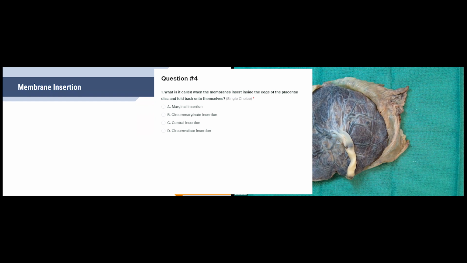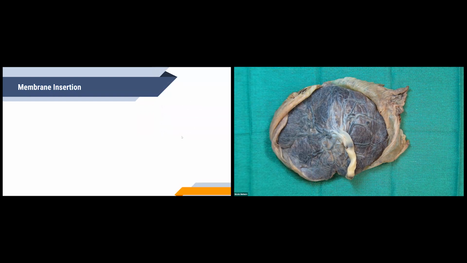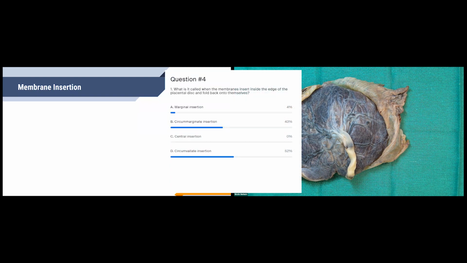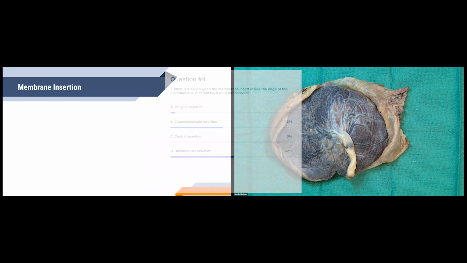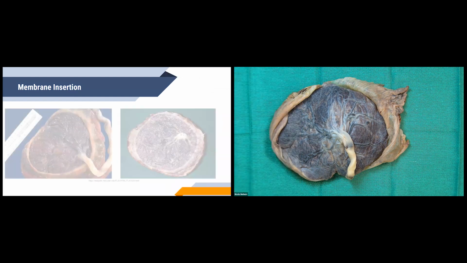Okay, I'm going to stop the polling there and share the results with you. It looks like there's a tie between circummarginate and circumvallate. So we'll go through the differences between these two in our slide here.